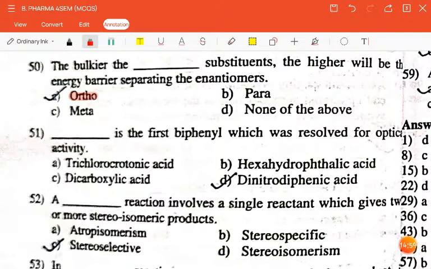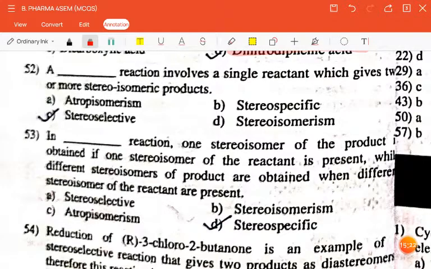The next question is, dash is the first biphenyl which was resolved for optical activity. Trichlorocrotonic acid, dicarboxylic acid, hexahydrophthalic acid, dinitrodiphenylic acid. So the correct answer is dinitrodiphenylic acid. Question is, a dash reaction involves a single reactant which gives two or more stereoisomeric products. Atropisomerism, stereospecific, stereoselective, stereoisomerism. So the correct answer is stereoselective.